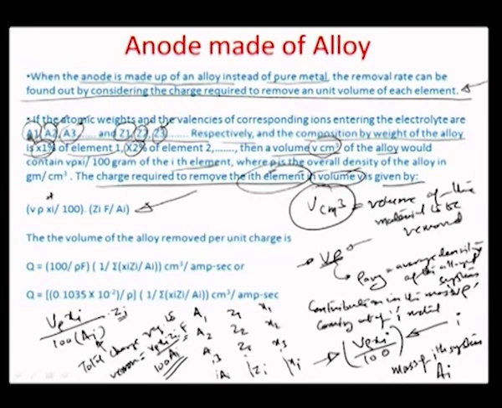So, obviously, if this is the charge per unit volume, the volume per unit charge would simply be a reciprocal of this, and therefore the volume of the alloy removed per unit charge is given by this formulation right here, which is simply a reciprocal of this term here.